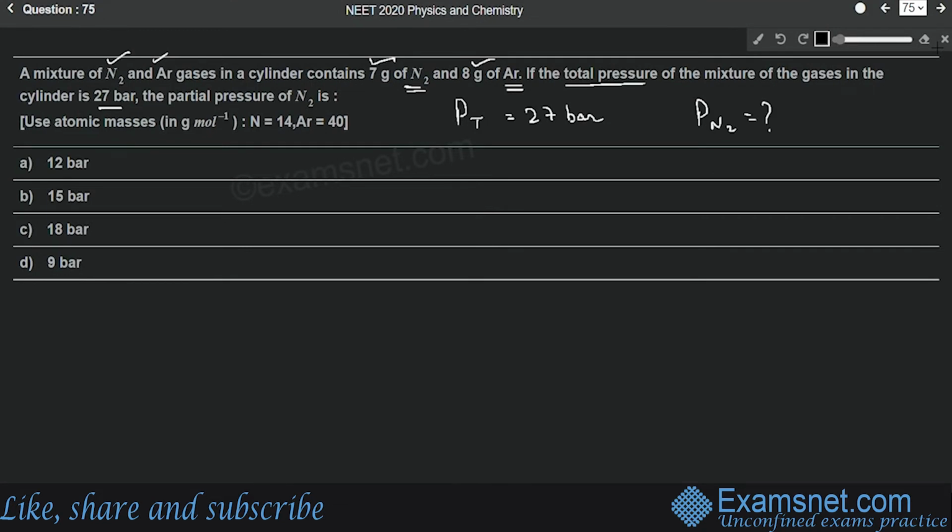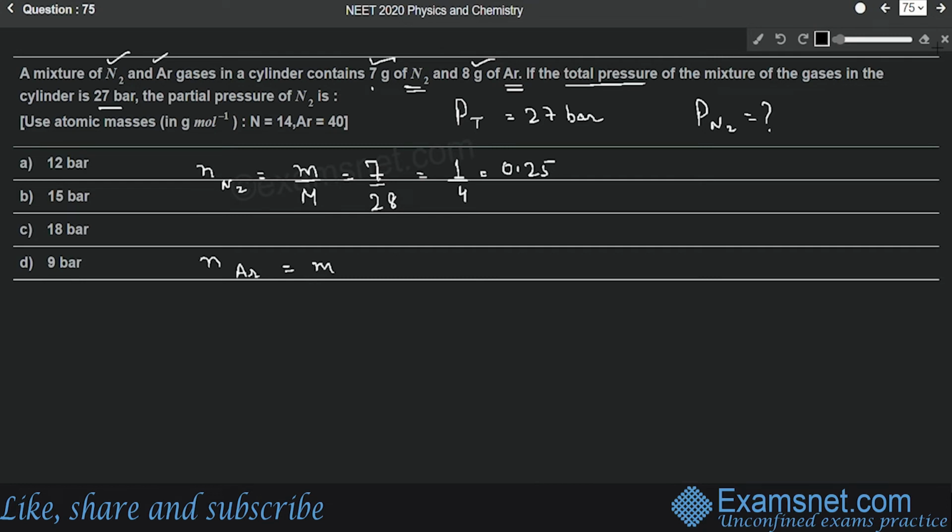So let's find out the number of moles of each of the gases. The number of moles of nitrogen gas will be equal to given mass of nitrogen divided by molecular mass of nitrogen. Okay, so given mass is 7 grams and molecular mass of nitrogen is 28. So it will come out to be 1 by 4, that is equal to 0.25. Similarly, we can find out the number of moles of argon gas also.